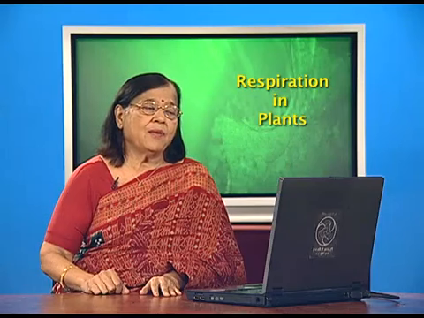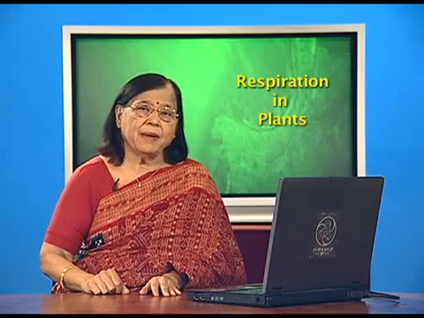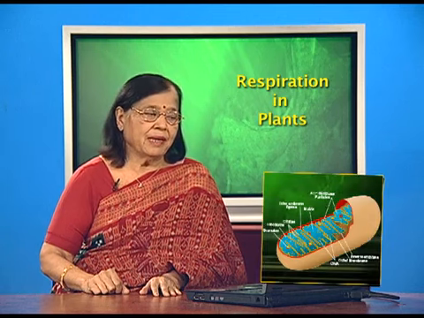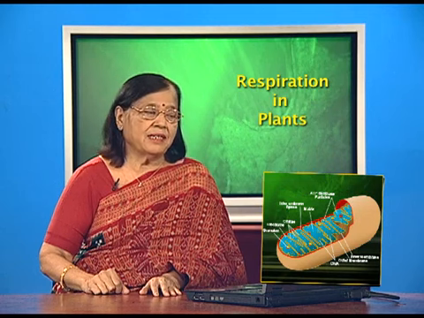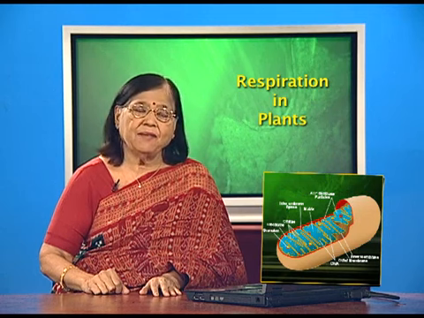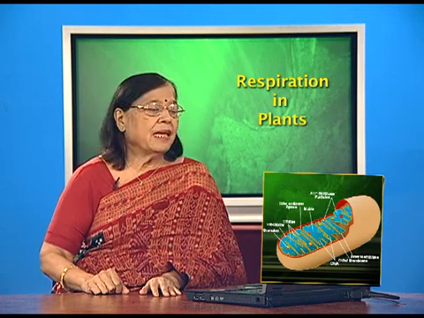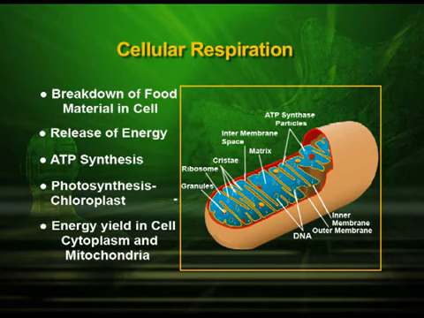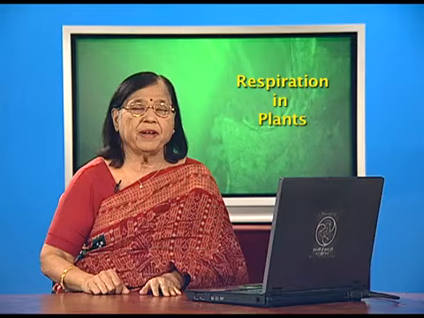Now, breakdown of food material takes place in the cell, especially in the mitochondria, and energy is released in the form of ATP, which is chemical energy. And photosynthesis, as you know, took place in the chloroplast, and energy is yielded in the cell, cytoplasm and in the mitochondria. These are the basic points in the production of energy.